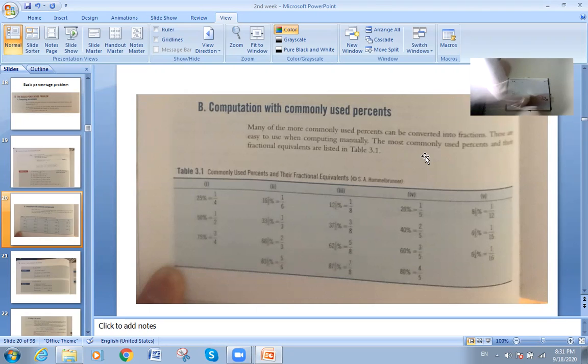Look at this. 50% equals half. When I change a percentage, this is a percentage, I will change it into a fraction. So a percentage, I will change it into a fraction. That's how it looks.